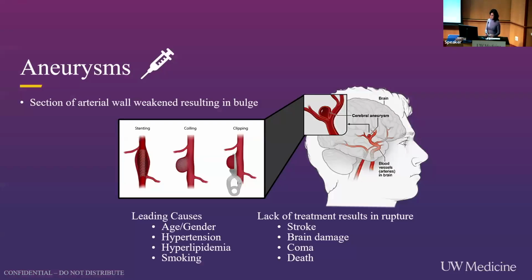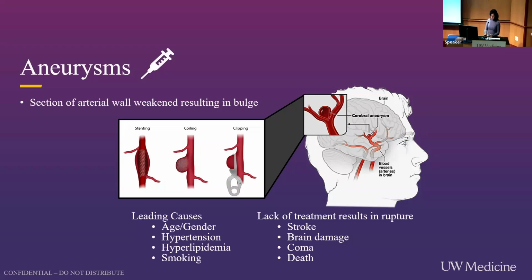So what is an aneurysm? For those who don't know, an aneurysm is a section of arterial wall that has weakened and resulted in a bulge that balloons with blood. Leading causes of aneurysms include things such as age, gender, hypertension, hyperlipidemia, smoking, and an assortment of other issues. When an aneurysm occurs, it's at risk for rupture, which could lead to intracranial hemorrhaging, meaning blood pooling within the brain. If left untreated, a rupture could result in stroke, brain damage, coma, death, or a combination of these issues.